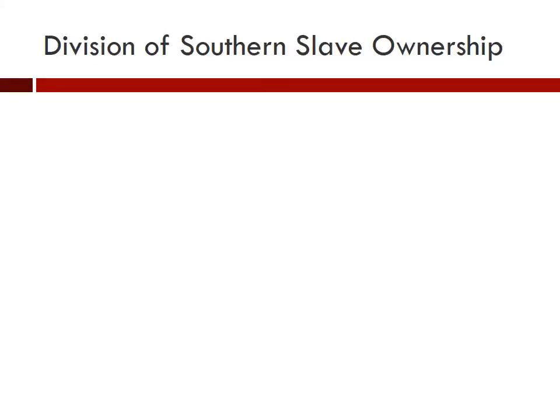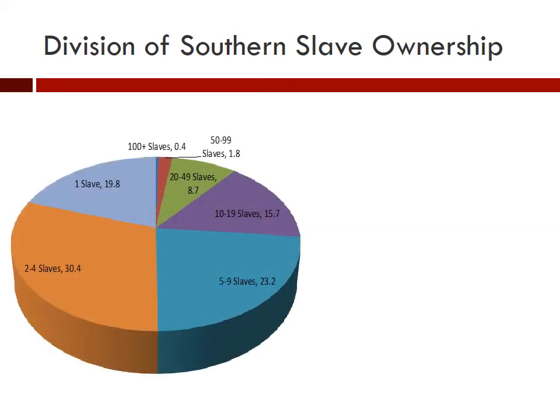Now, again, something that we touched upon a little bit in a previous class was the division of Southern slave ownership. As I mentioned before, in 1860, only about 25% of Southerners owned any slaves, and that was due to the high cost of slaves. As you can see from this pie chart, the very large plantation with hundreds of slaves is almost more mythology than fact. The reason is that slaves were so expensive that the majority of people in the South could not afford them.